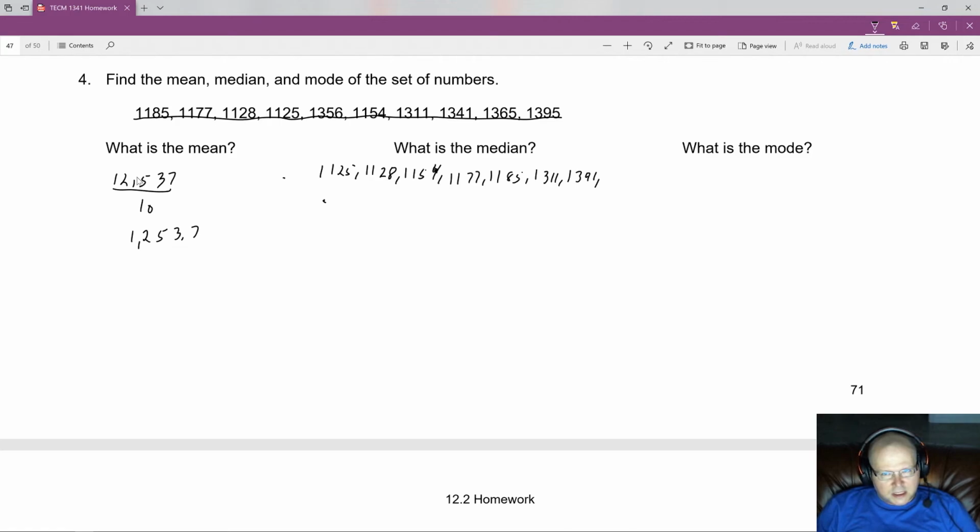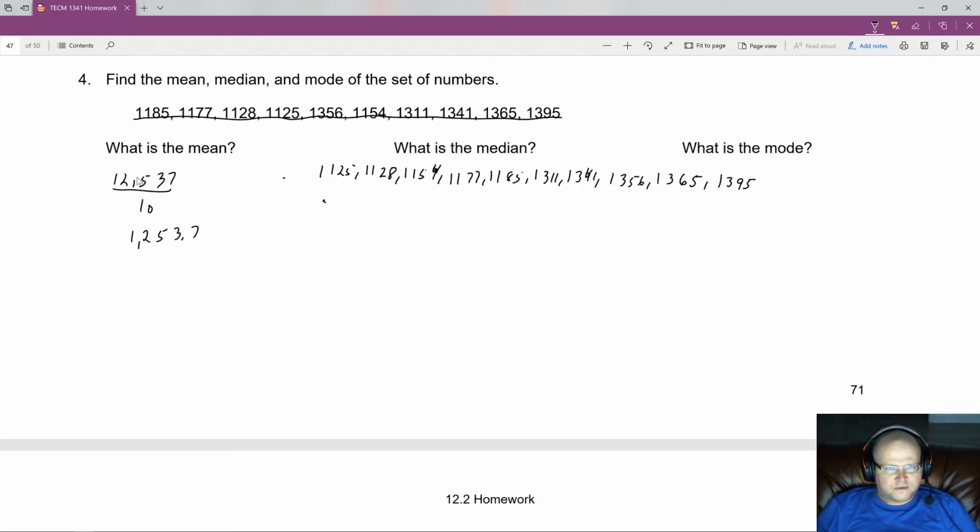And then 1,341. The autocorrect is making my 4s look like 9s. Sorry about that. And then 1,356. And then 1,365. And then 1,395. And then what we do is we're going to pick 2 in the middle.